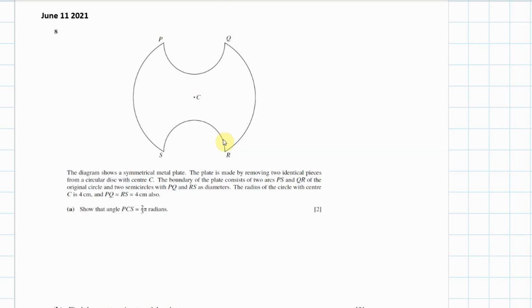So here's one from the June 1-1 paper. We've got a symmetrical metal plate. The plate is made by removing two identical pieces from the circular disc C. The boundary of the plate consists of two arcs PS and QR, of the original circle, which is the centre C, and then there's two semicircles, which are PQ and RS, of the diameters. Okay, that's helpful.